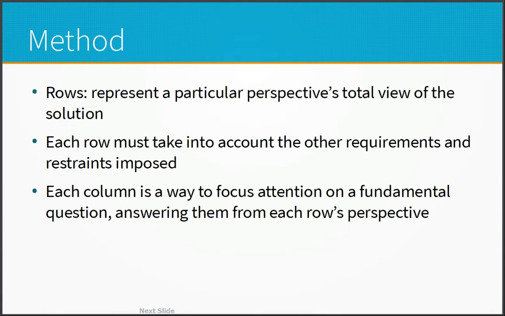Each row of the Zachman framework represents a particular perspective's total view of the solution. The restraints of the higher rows affect the lower rows. However, the lower rows do not necessarily affect the rows above it. Each column is essentially an easy way to focus the attention on the same fundamental questions and then answer those questions from that row's viewpoint.